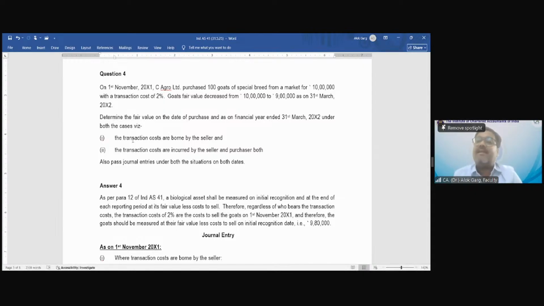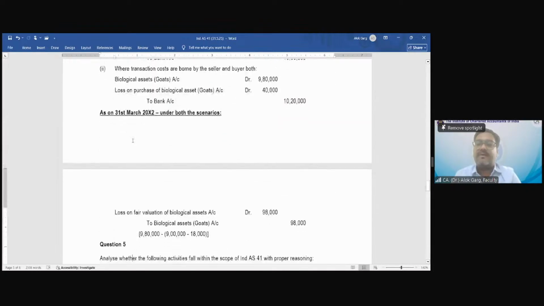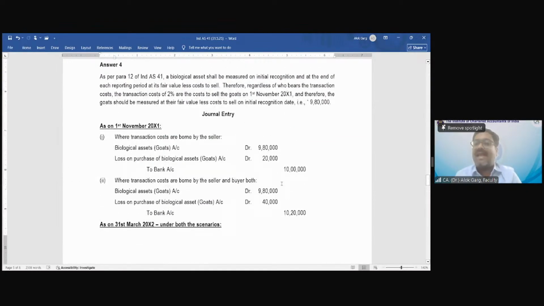And what is the price I have paid? 10 lakh. So what is the accounting entry? Biological asset account debit 9 lakh 80,000, loss on initial recognition debit, to bank 10 lakh. The difference will go to loss on initial recognition, 20,000.